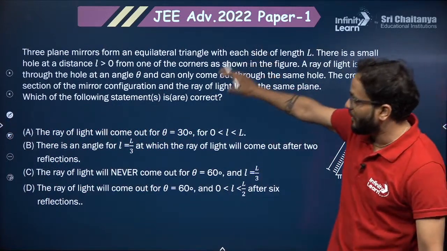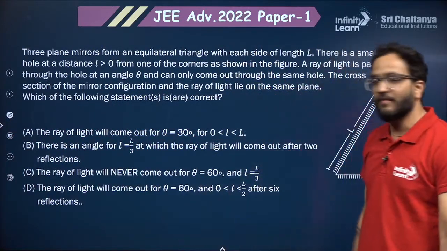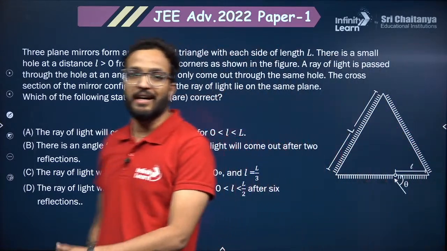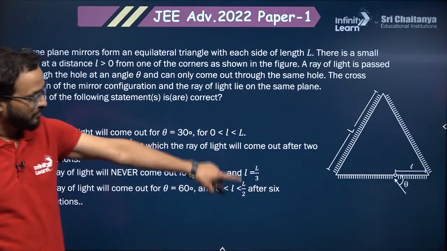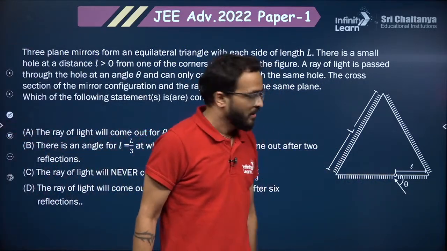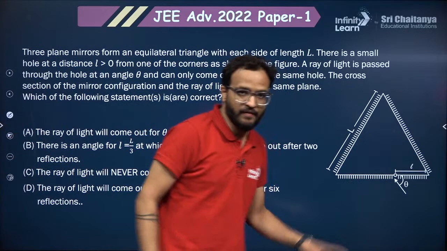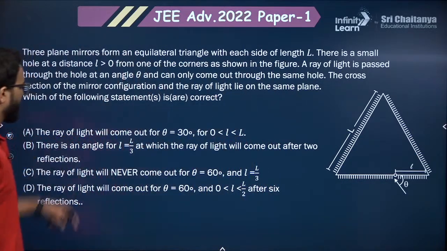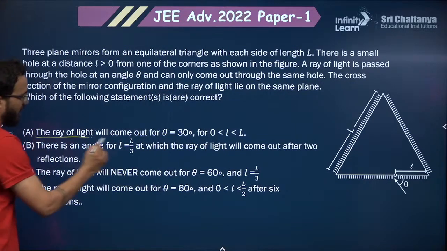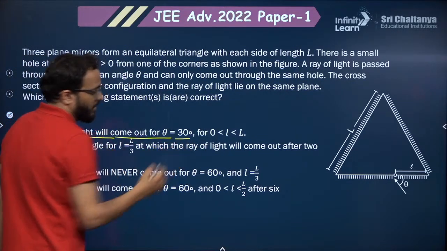This is little theory and the other theory follows here. So what they have given, there are 3 plane mirrors, as you can see, and they are arranged in equilateral triangle format, right? And at an angle theta, a light ray enters this hole, and this is some distance L, which they vary in every option. Now what they have given in the first option, the ray of light will come out for theta 30 degrees.